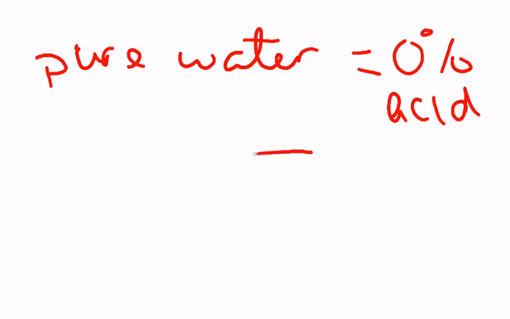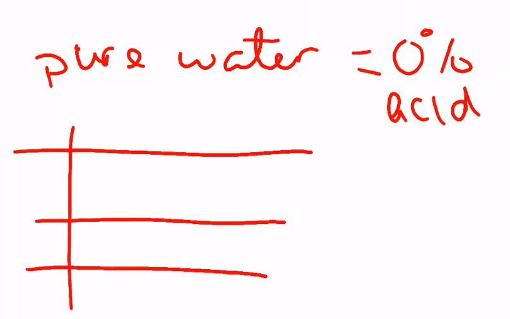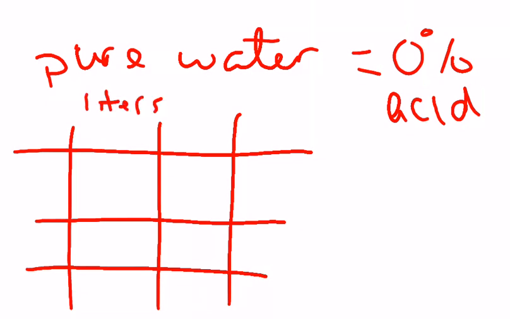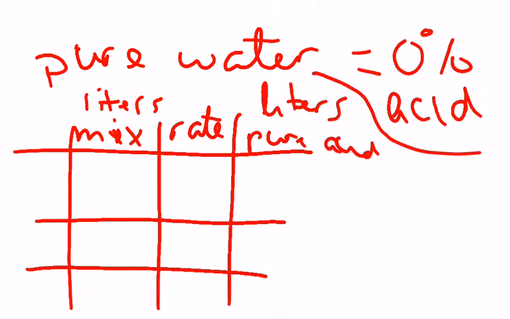So we could draw a chart again on this one if that helps. And so here is the liters of the mixture, meaning that we have whatever mixed with acid. This is the rate, so the percentage of acid. And then these are also liters, but it's of the pure acid. We want to know how many liters are just acid.